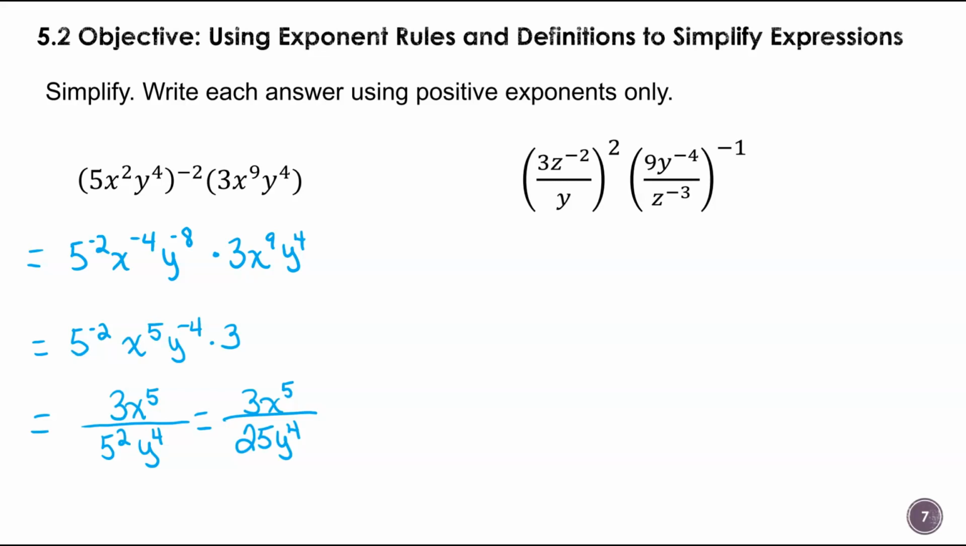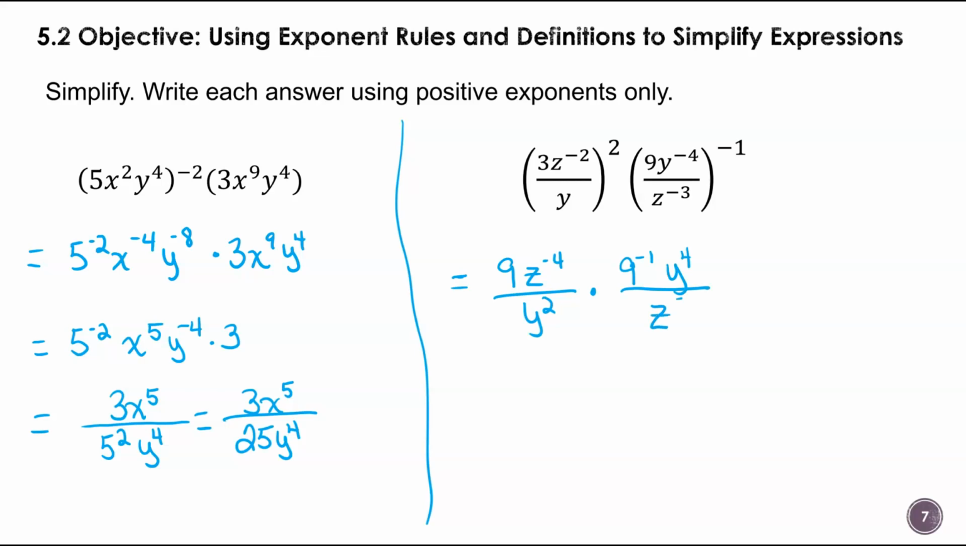Okay, so here we go. Here's the next one. So we're going to apply the exponents on each one of these, and then simplify from there. We have 3 squared. I'm just going to go ahead and make that a 9, and z to the negative 4 over y squared. And then that's going to be times 9 to the negative 1, y to the positive 4, and z to the 3rd.